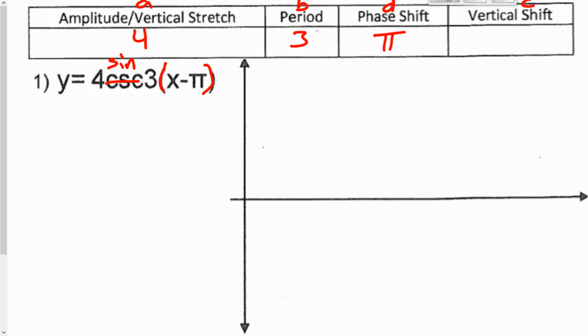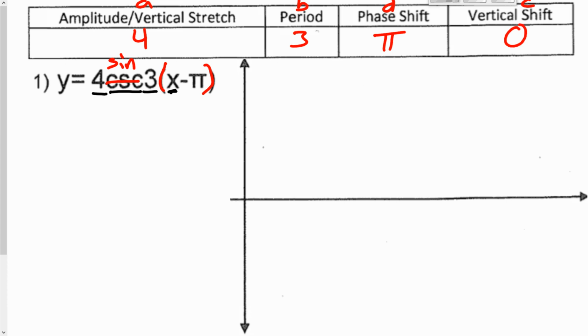Because the very first thing is you take your x, or your angle, and you subtract pi from it. Then you multiply that by 3. Then you take the trig function. Then you multiply, and then there's anything being added or subtracted after that. There's not, so that is 0.